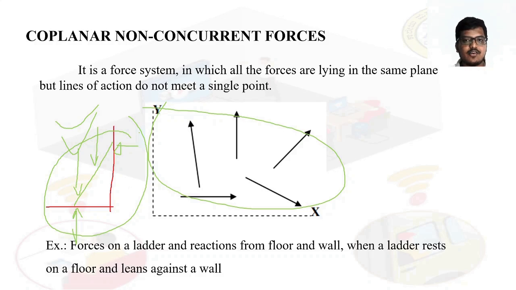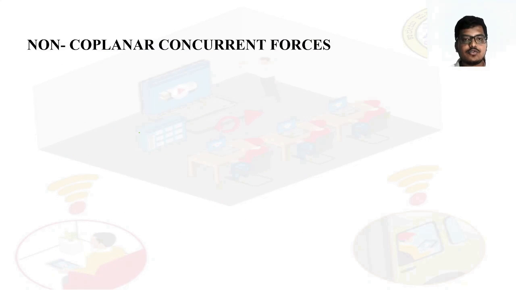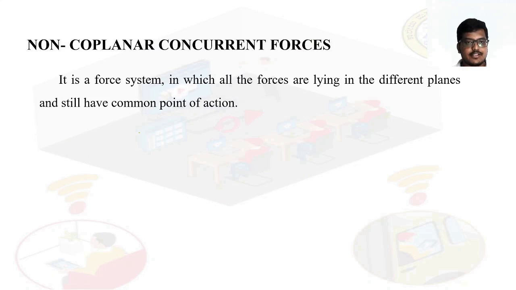So that is coplanar non-concurrent forces. Next one is non-coplanar concurrent forces. See, here the forces are non-coplanar but they are concurrent forces. It means what? It is a force system in which all the forces are lying in different planes. Whatever the forces are there, they are lying in different planes.